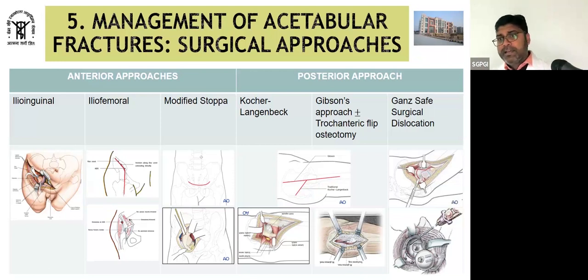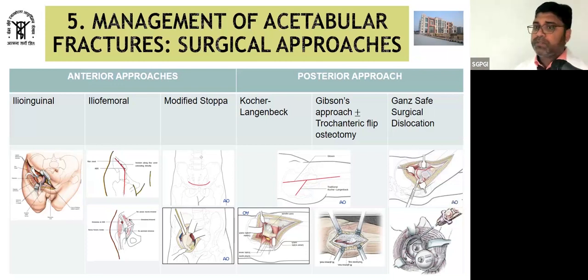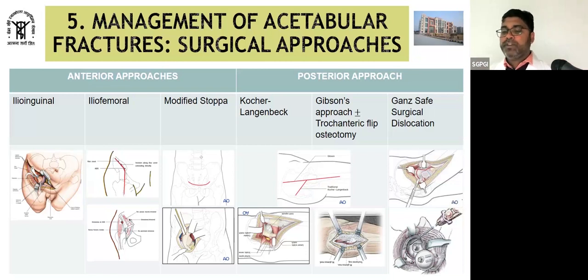And then finally, the Ganz surgical dislocation. There are many circumstances where it's not just the socket which is fractured, but the ball itself is also fractured. So in those cases, you need to access the head as well. In those circumstances, you need to take out the head anteriorly and see whether the head has been fractured or not. And in those cases, we go for Ganz surgical dislocation.